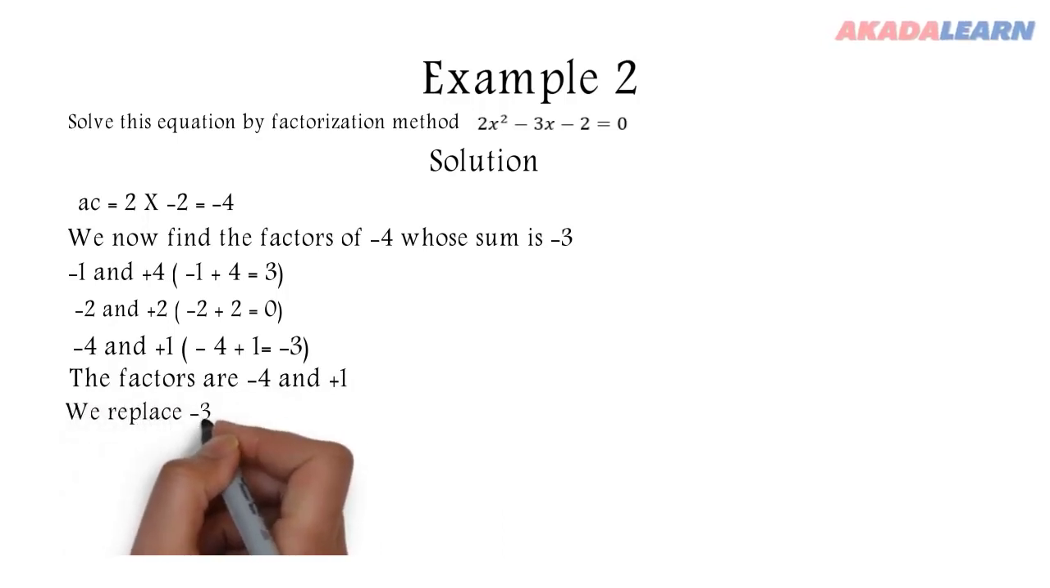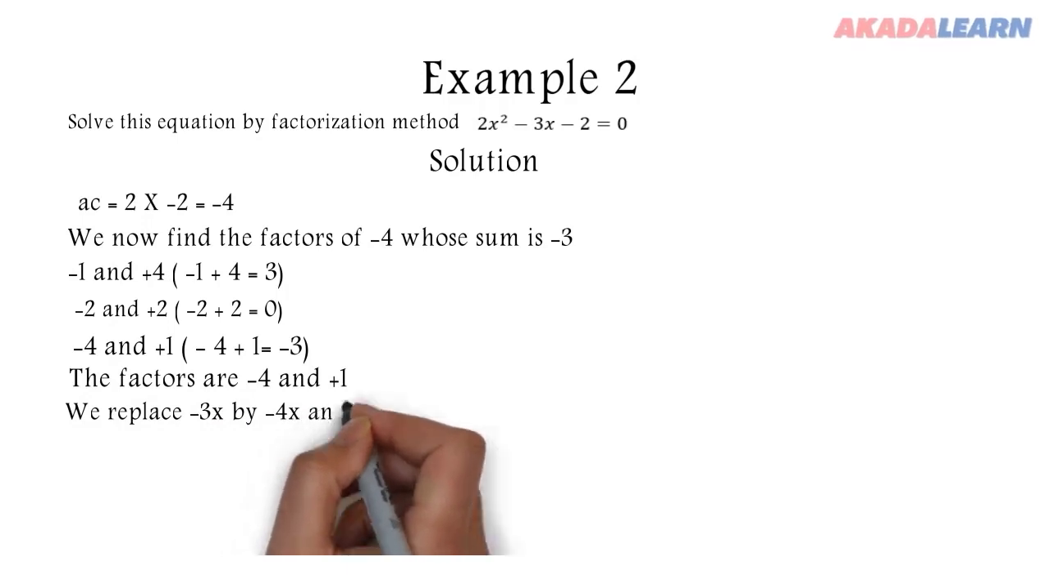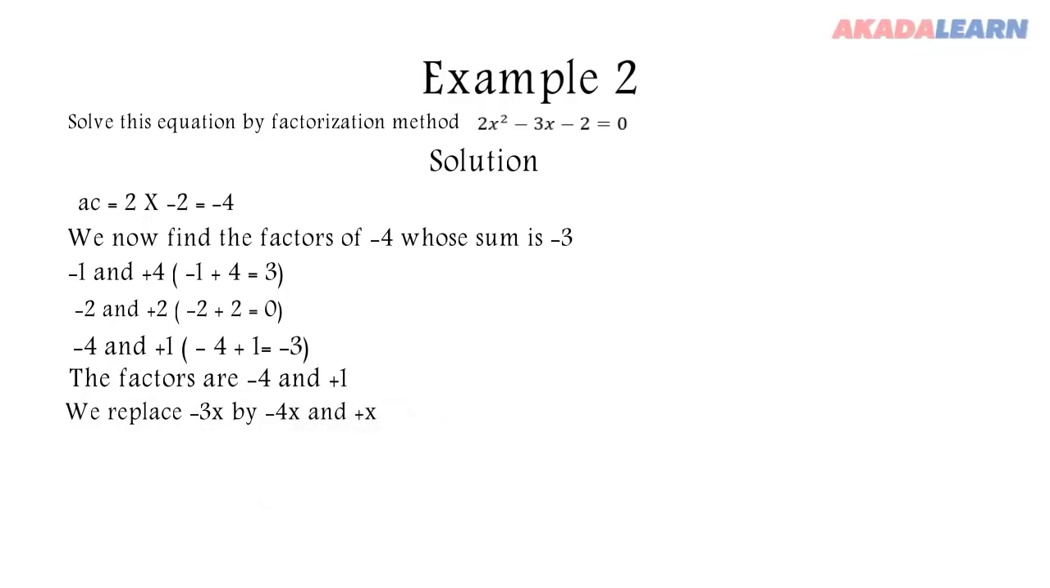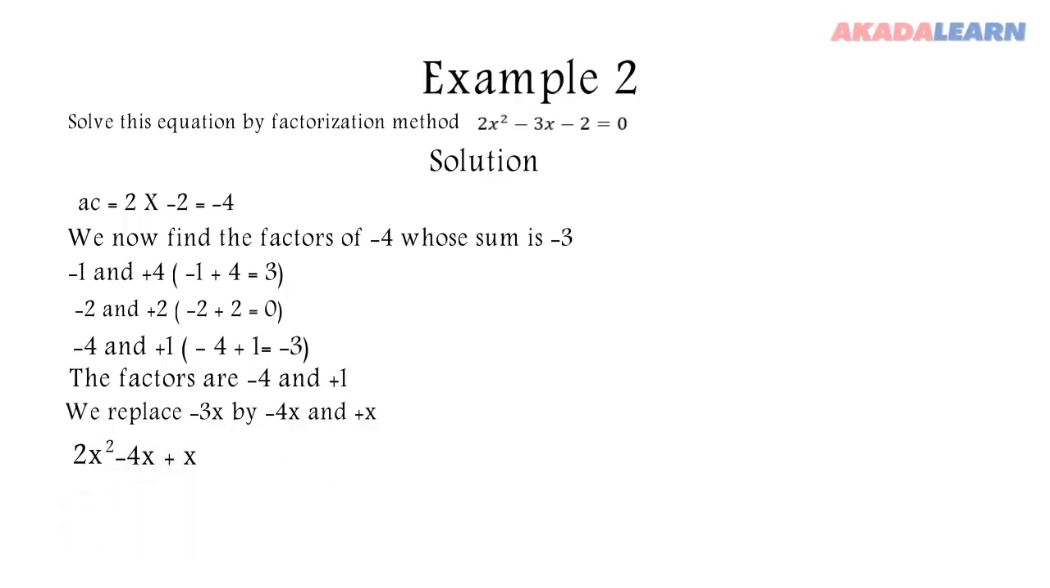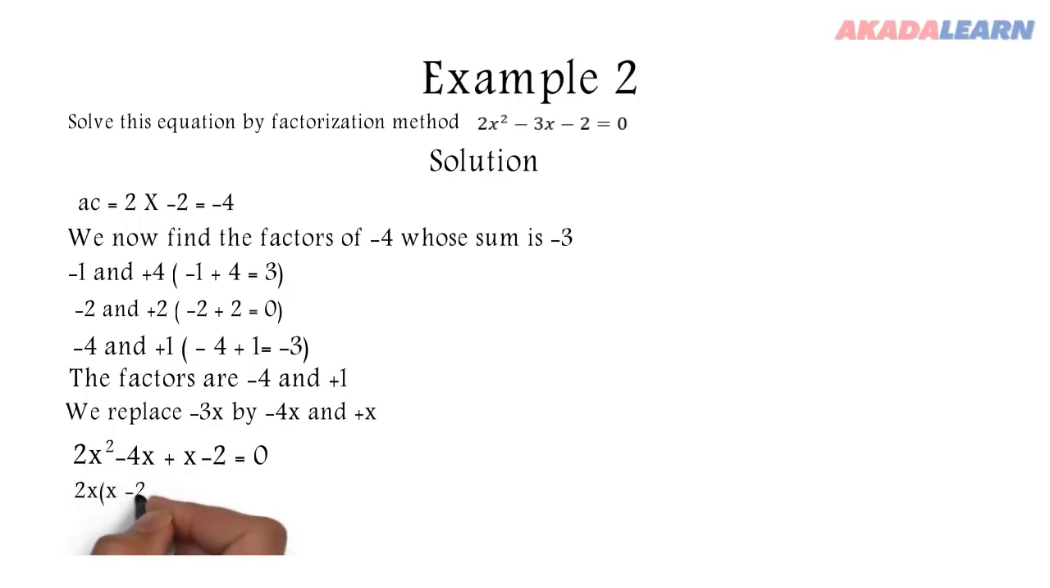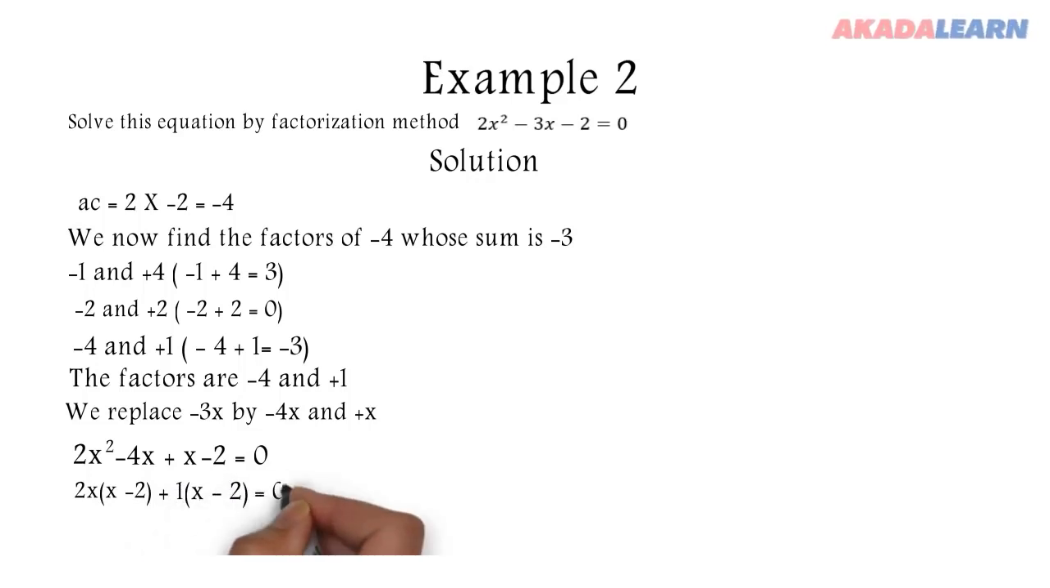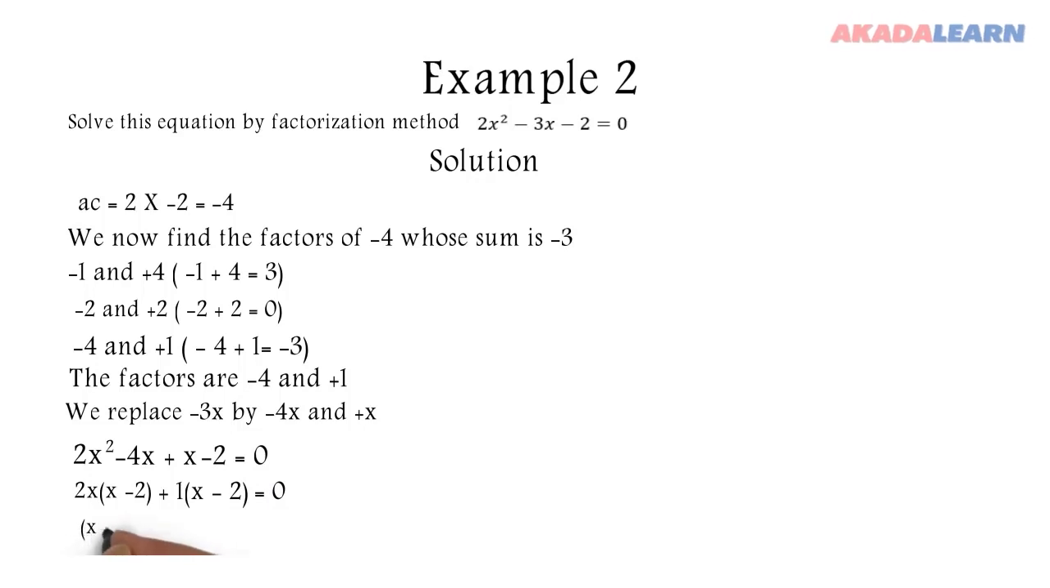Okay, so we'll go back to the original equation and replace it. So we'll have 2x squared minus 4x plus x minus 2 equals 0. We'll factorize the first two terms. 2x is common, we'll factor it out. 1 is common from the last two terms, we'll factor it out. So if you look closely again, x minus 2 is common and we are left with 2x plus 1.